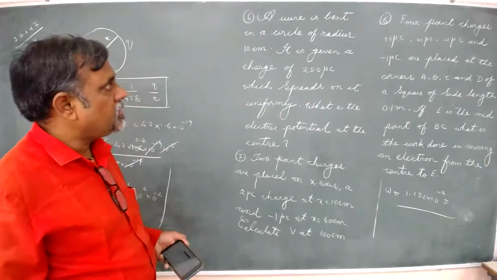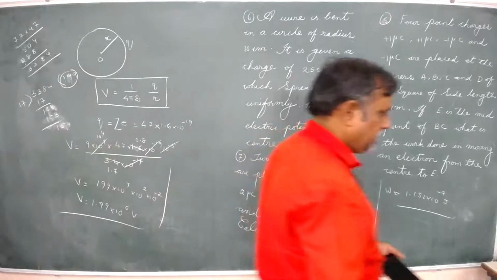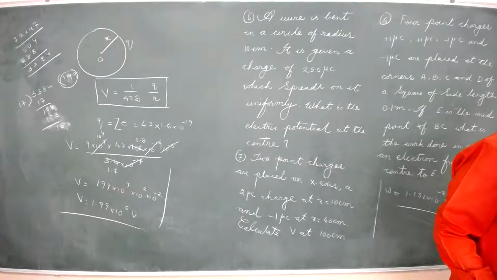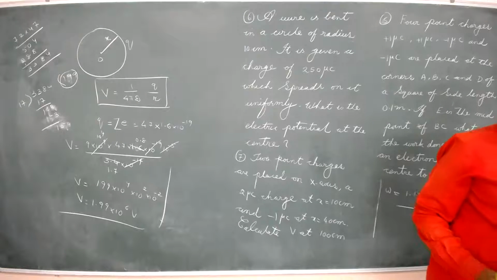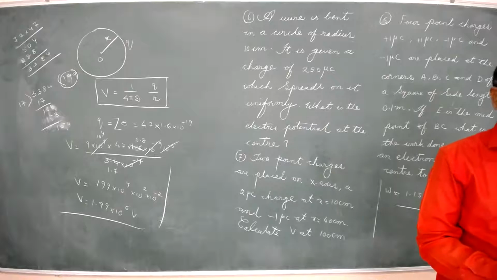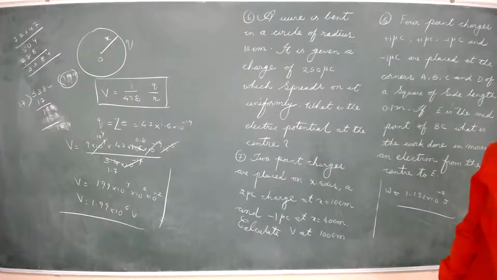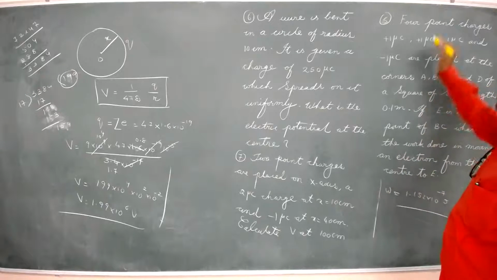Okay. So three more problems are there in front of you. Now we will discuss the fifth one's answer. Anybody, please? Zero. Okay. Who is telling zero? Sachin. So he says zero.